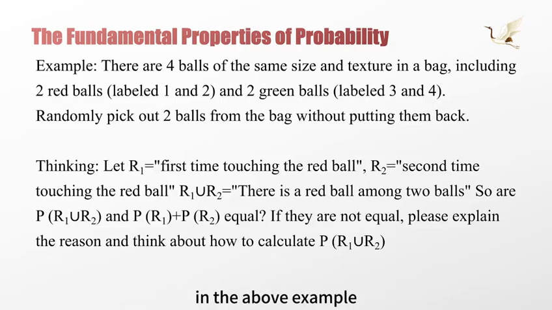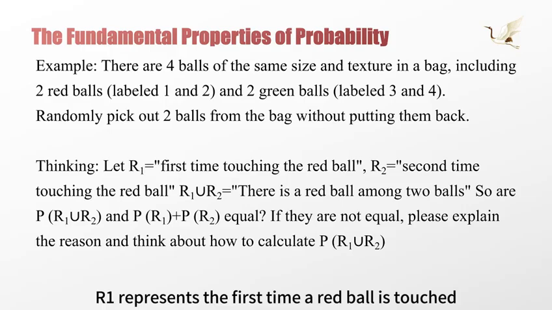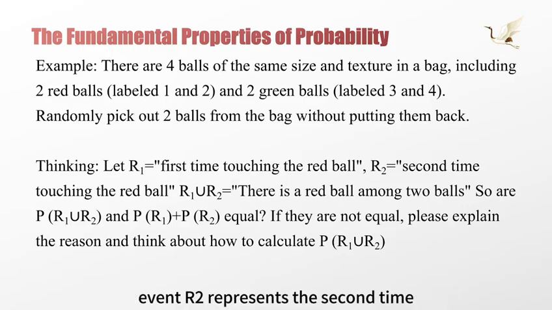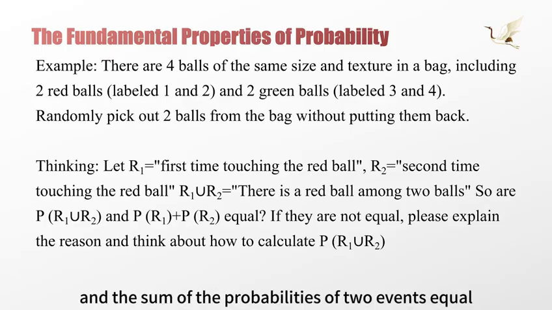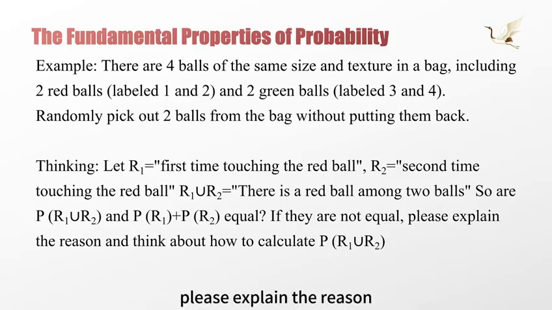In the above example, event R1 represents touching a red ball the first time, event R2 represents touching a red ball the second time, and the sum of R1 and R2 represents the presence of a red ball among the two balls. Are the probability of the sum of R1 and R2 and the sum of the probabilities of the two events equal? If they are not equal, please explain the reason and think about how to calculate the probability of the sum of R1 and R2.